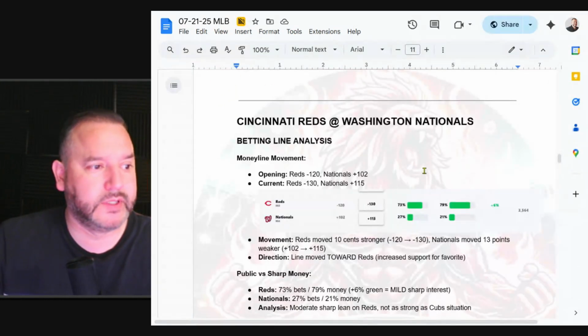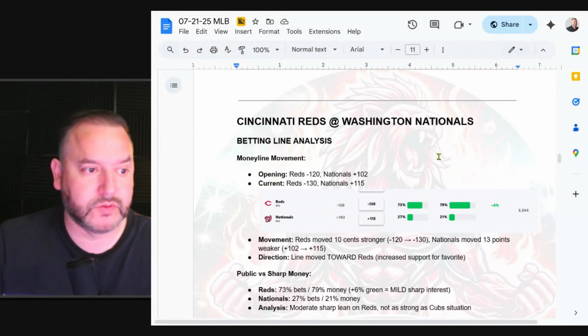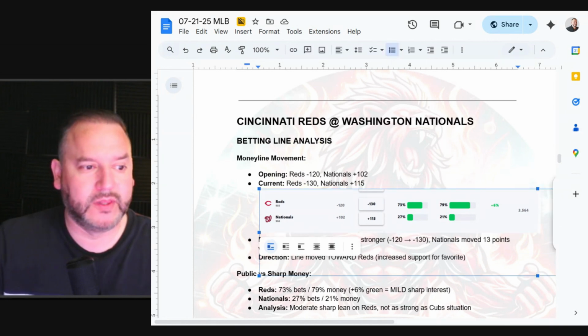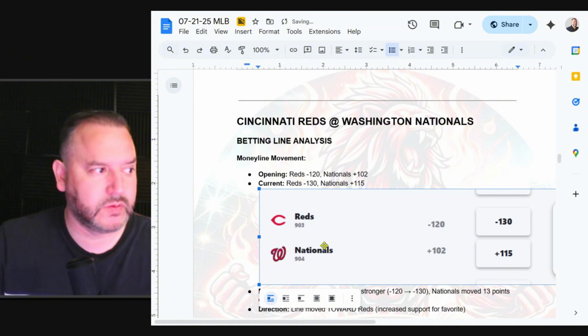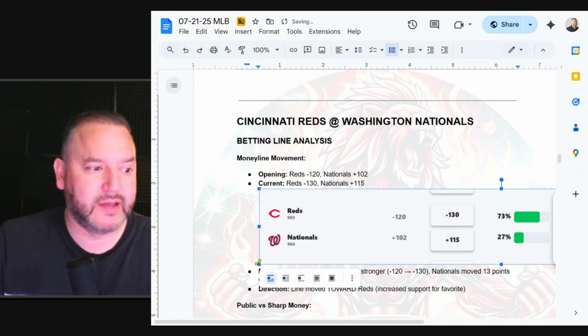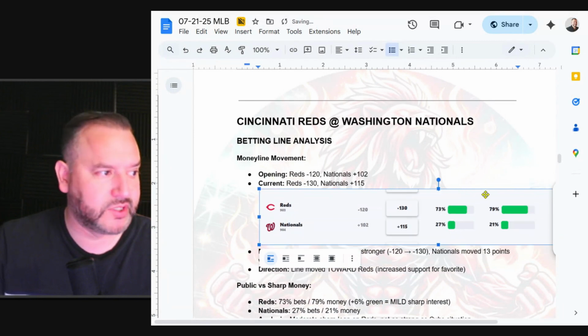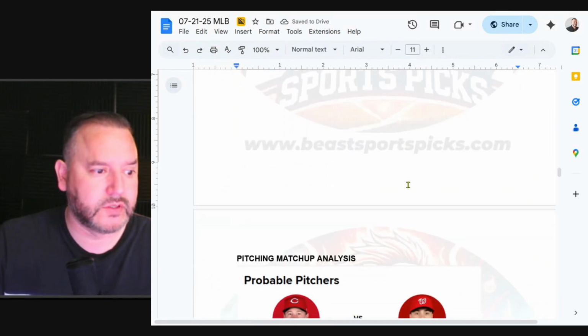All right, the next one is going to be the Reds and the Nationals. So there's a few little questionable things here too, and I'll point those out. I'm not going to get into all the details here, but the Reds did start at a 120. Now they're at a 130. So that's a 10-cent juice move, and the money is coming in heavily on the Reds. You can see 73% of the bets, 79% of the money is coming in on the Reds. What else? The line is still shifting.